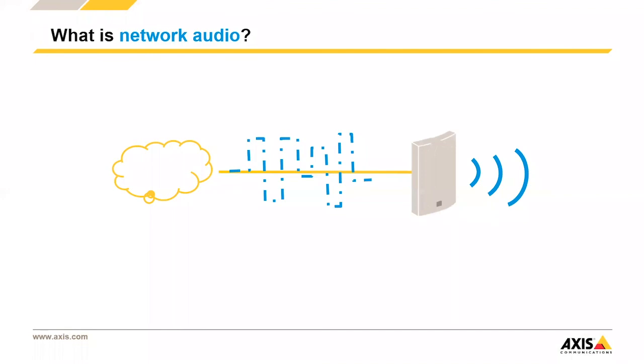So very simply put, what is network audio? It's taking a digital analog input from a PoE switch and a source and transmits it digitally over the network via category cable to the speaker.